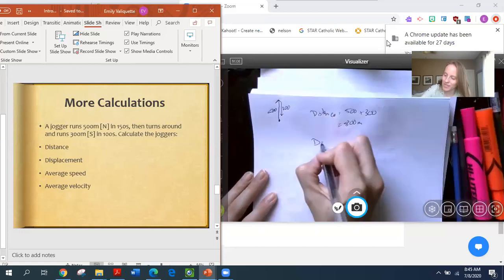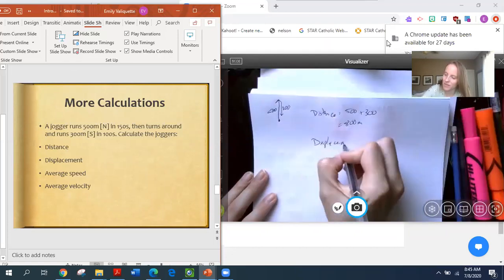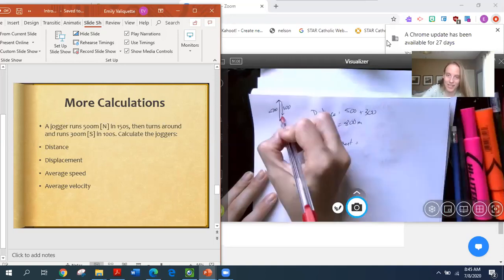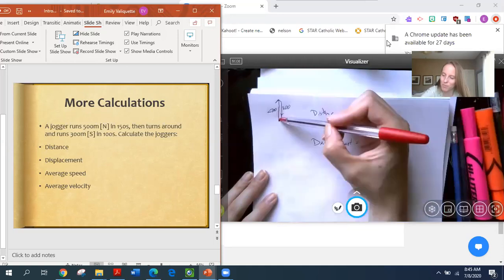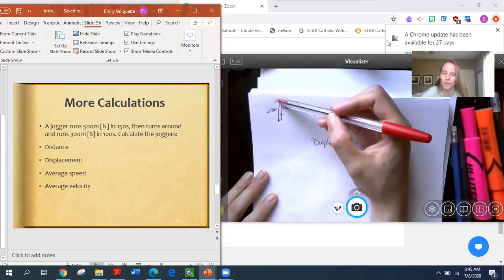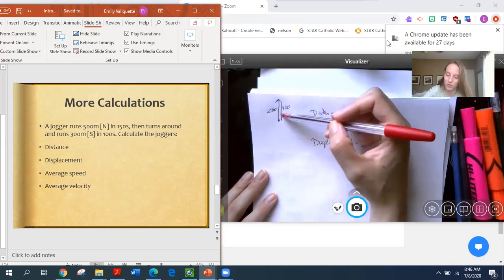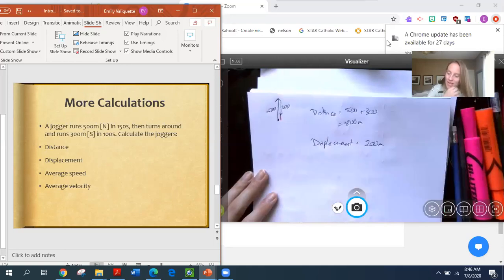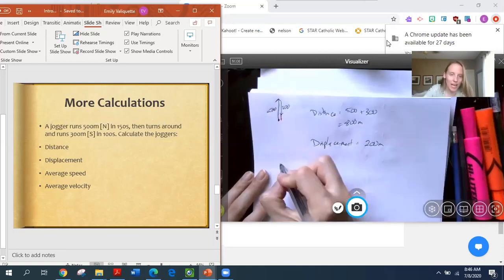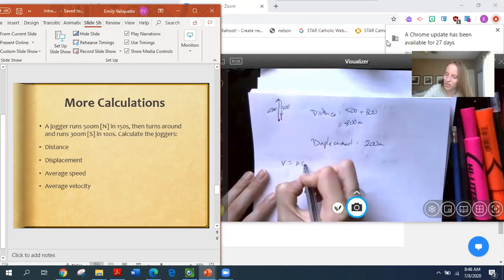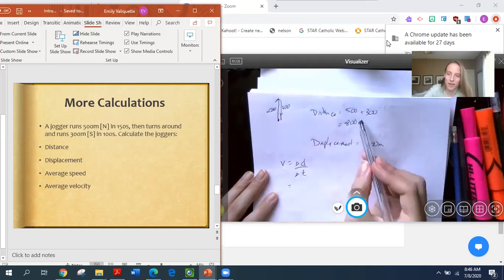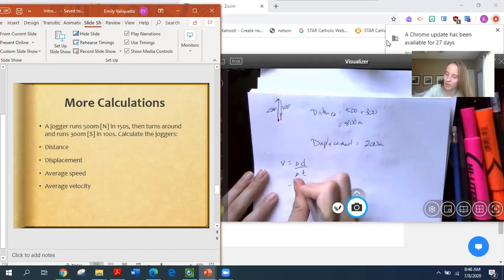The displacement is this distance right here. So they went up 500 meters, back by 300. If we just subtract those, we get a displacement of 200 meters. And then for the average speed, so speed is our change in distance over our change in time. The distance we already calculated is 800 meters.